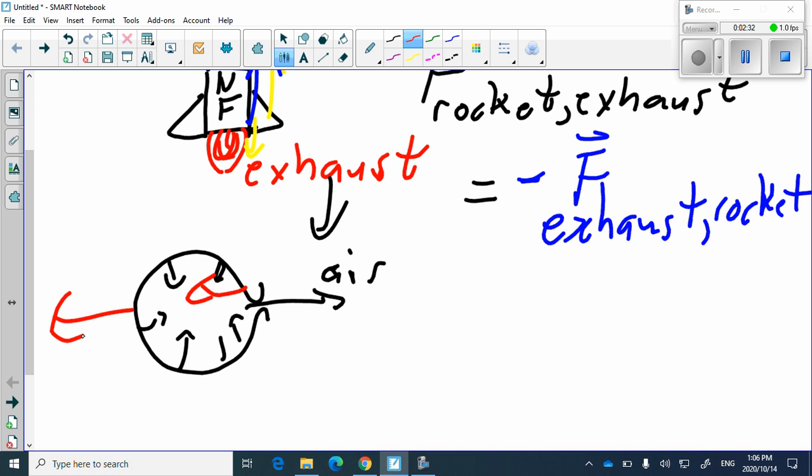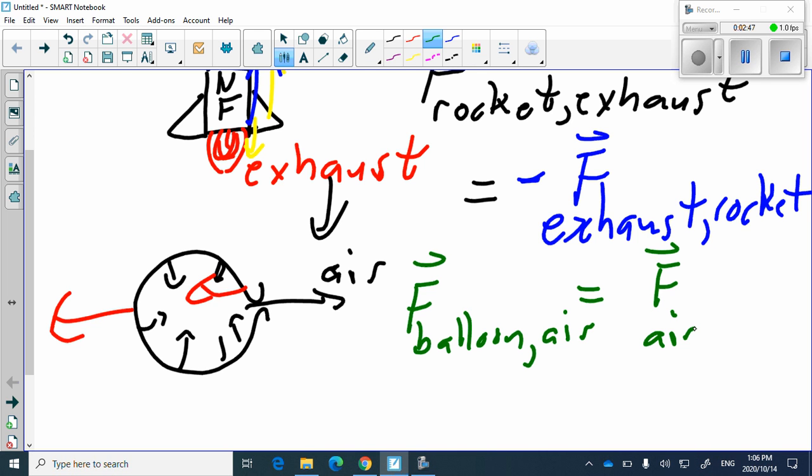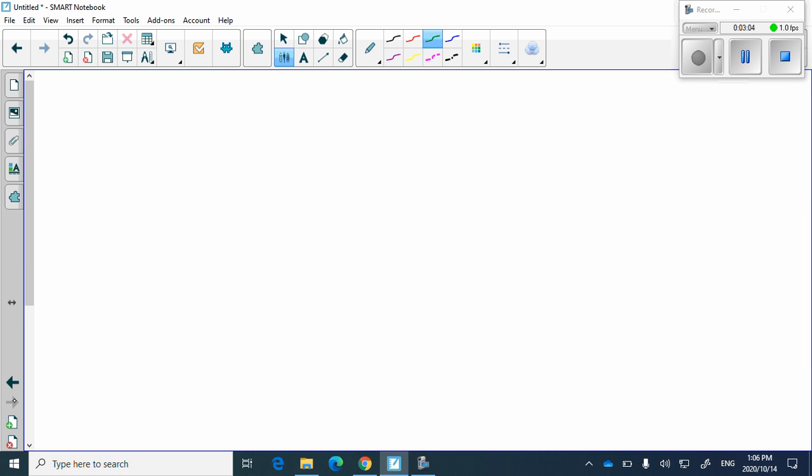So what you would write is force of the balloon on the air is equal in magnitude but opposite in direction to the force of the air on the balloon. Ooh, balloon, there we go. And there's the negative sign. So the air gets pushed this way by the balloon, and the balloon gets pushed in the opposite way by the air. And this is exactly the same, for example, how a bird flies or how you swim in the water. It's always the same thing.